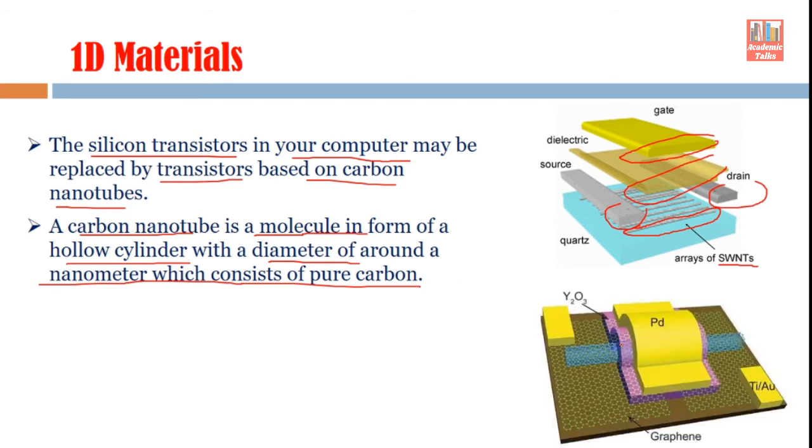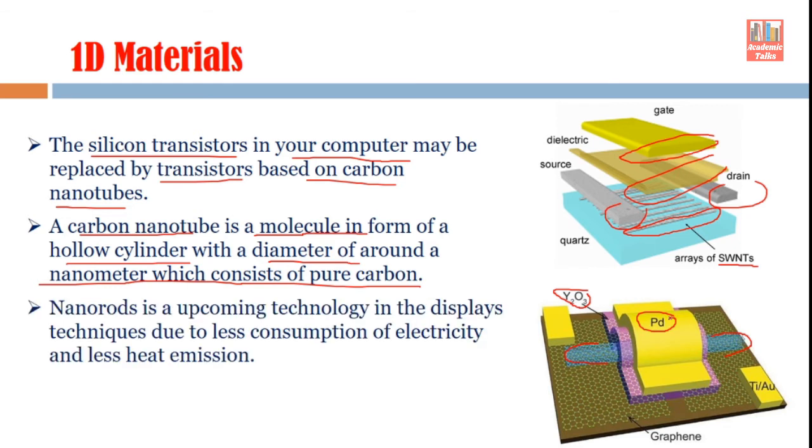So another example is shown here. You can see the graphene sheet is there, and this particular light blue structure is one carbon nanotube, and here you can see this oxide, yttrium oxide, is there, and on top of this there is palladium. This palladium material acts as a gate. So that way a nanowire based MOSFET device is implemented. Of course, it will have quantum effects because the diameter of the nanotube is very small.